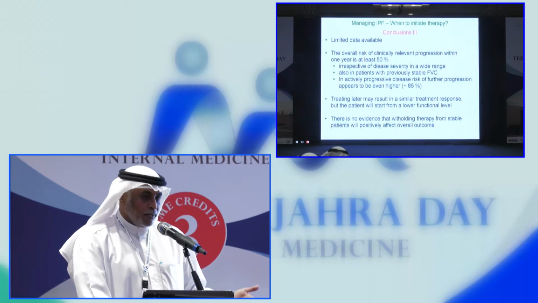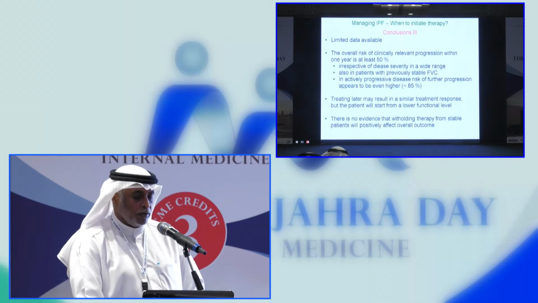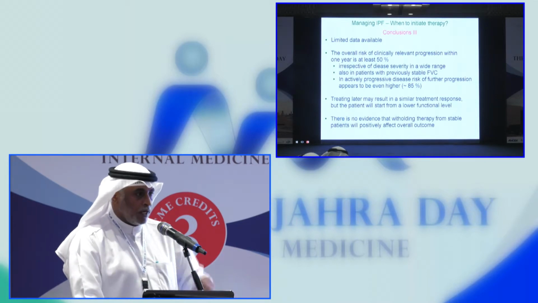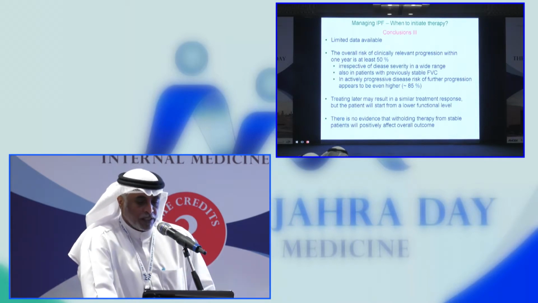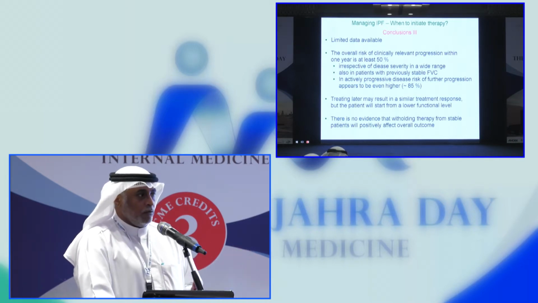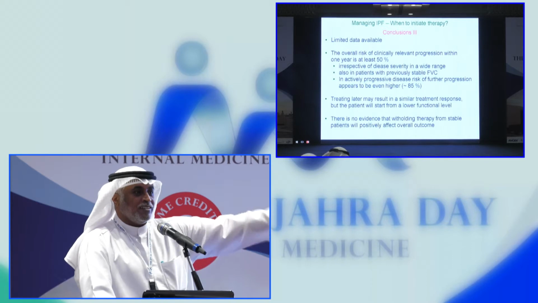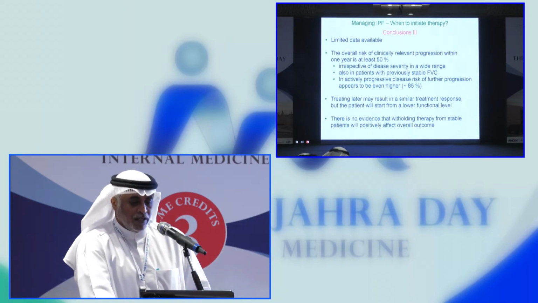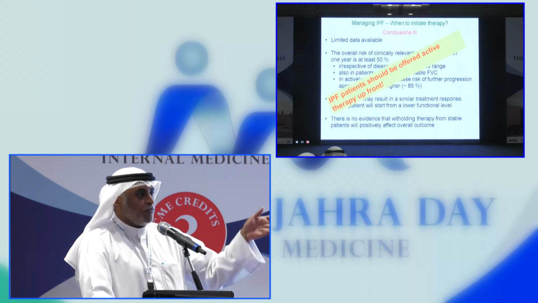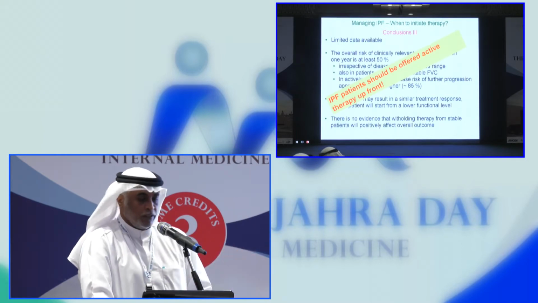There are limited data, but in this one study, the overall risk of relevant progression within 1 year is at least 50%, irrespective of disease severity, and if they have actively progressive disease, they will get further progression. Treating later, okay, they may respond, but you started really late, and there is no evidence on when to stop at all. So an IPF patient, once diagnosed, should be offered treatment, regardless of their stage, okay?